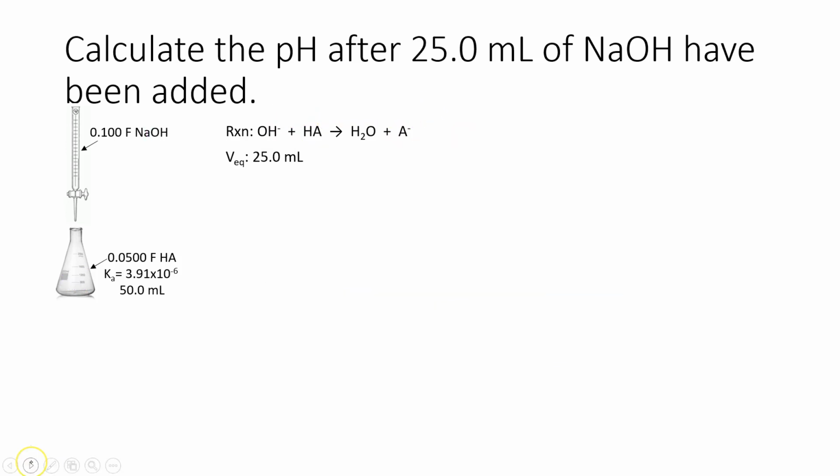What's next? It looks like they want us to calculate the pH at the equivalence volume. What's true at the equivalence volume? That means we've added just enough OH- to react with all of the HA. So OH- is gone, HA is gone. All we have left in this solution is A-. How do you get the pH of A-? That's a weak base, and we should know how to do that. All we have to do is figure out the concentration of A- at this point. So I'm going to make an ice table to do that.